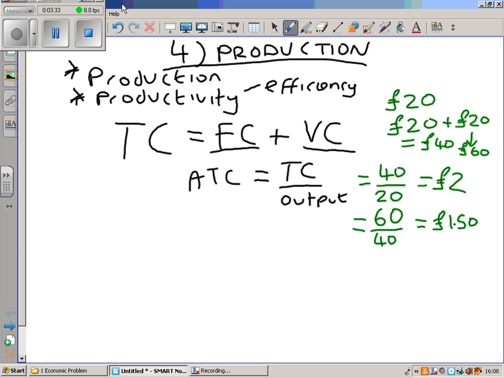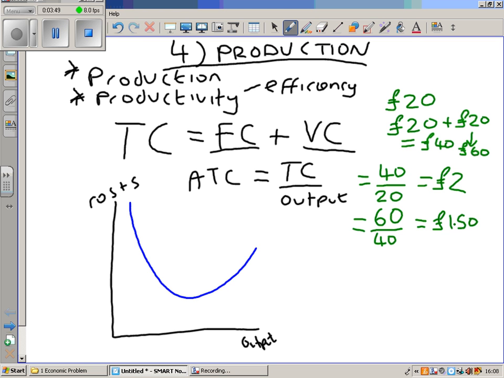Now what we can do, we can graph costs onto a curve. So what I'm going to look at now is output on the horizontal axis and costs on the vertical. And what we see is that average total costs take on a U shape. So what we can see is originally, as output increases, average total costs start to fall. They then reach their lowest point, and then beyond a certain output, average total costs start to increase again.